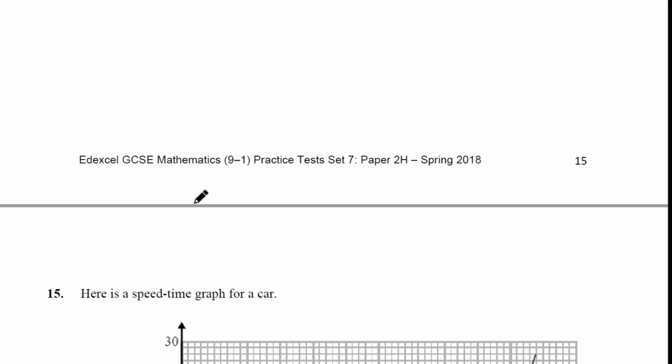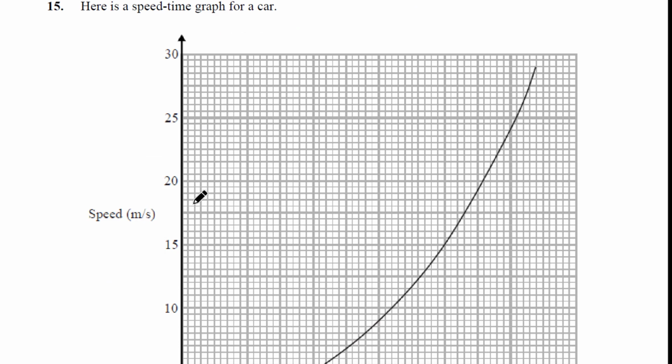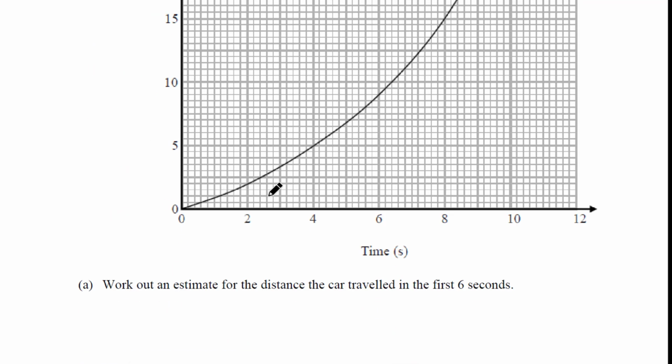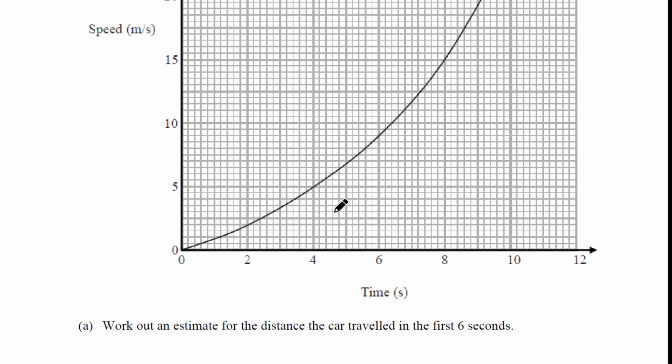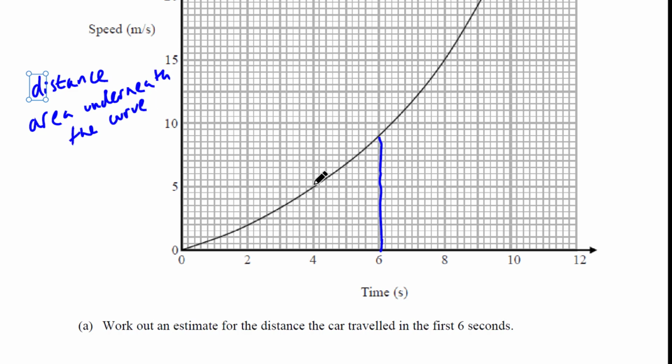Now, question 15, it's a speed time graph for a car, and it's asking work out an estimate for the distance the car travelled in the first 6 seconds. This is the first 6 seconds. Now we have to use the trapezium rule for this, because the distance in a speed time graph is the area underneath the curve, and it's an estimate because what we would be doing is working out this area and this area. So your first step could be to work out this triangle.